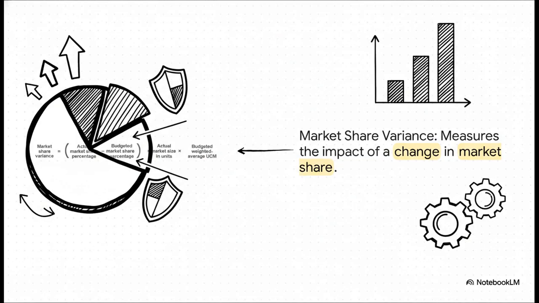And then there's the market share variance. This, to me, is the ultimate competitive scorecard. It measures your performance directly against your rivals. Even if the total market went down, did you manage to grab a bigger piece of what was left? This isolates your company's true competitive strength.